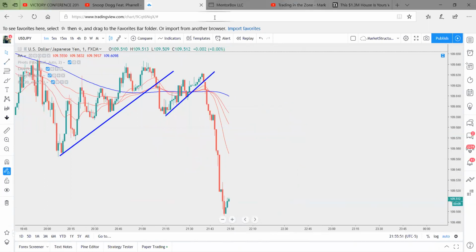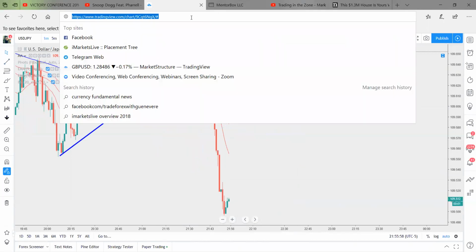My TradingView doesn't like me. I paid for a whole year. They better tighten up. Oh, they wait till you pay to start acting up.